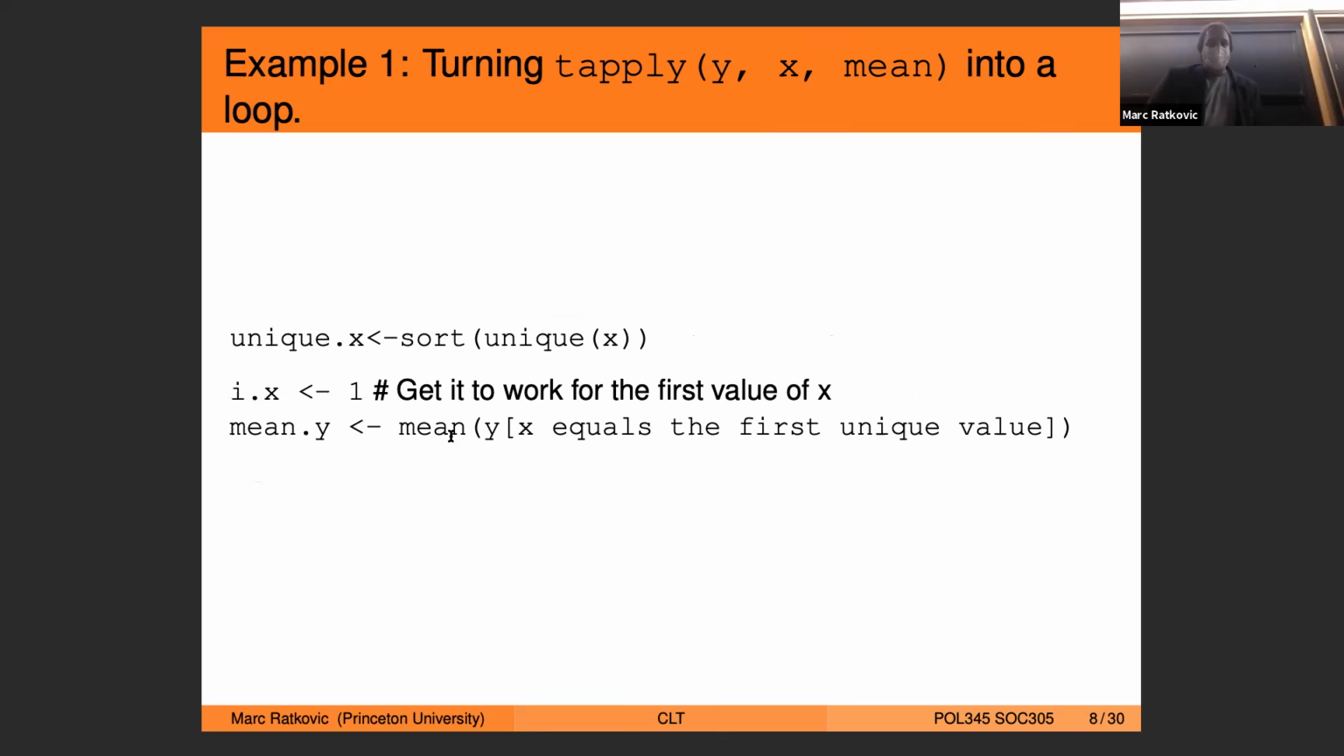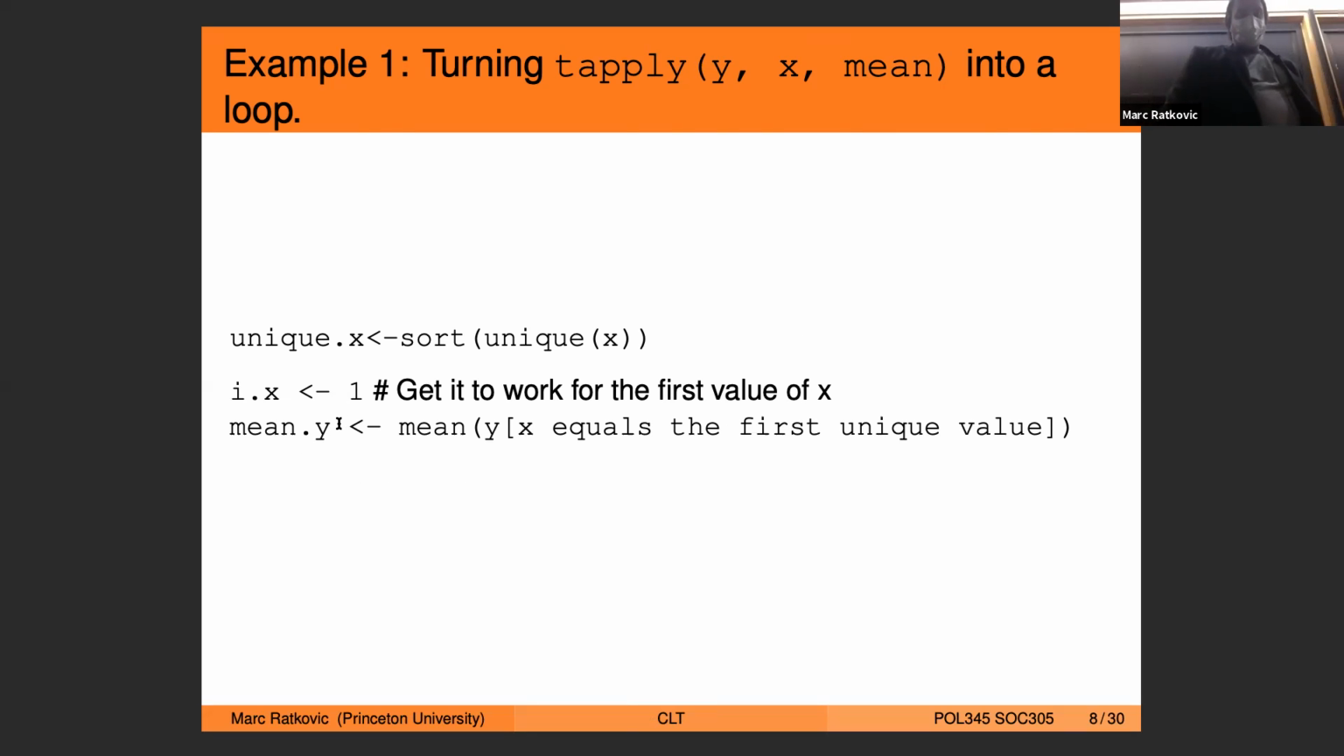So in order to do this, we're going to need the unique values of X. And that's what this line is going to give us. And this is going to give us the index that we're using. The second thing is we're going to set I.X to 1. And I.X is going to be the counter. We're going to set it to 1. We're going to get it to work for 1. Then we're going to loop it through 2, 3, 4, 5.